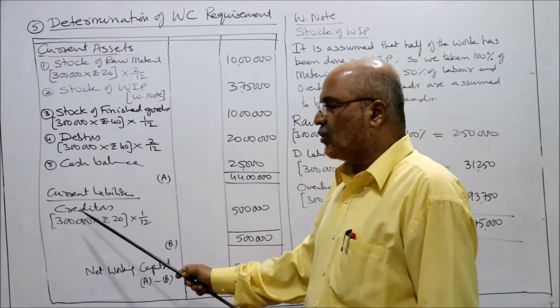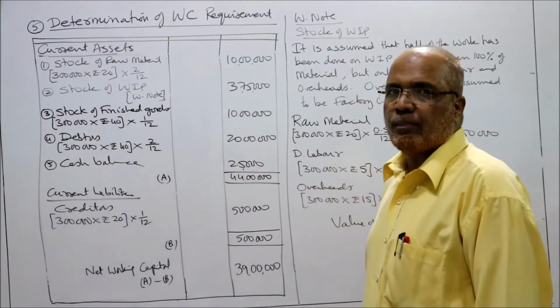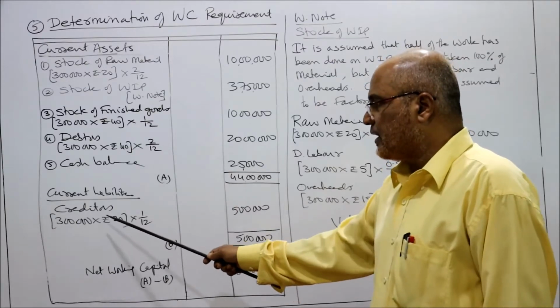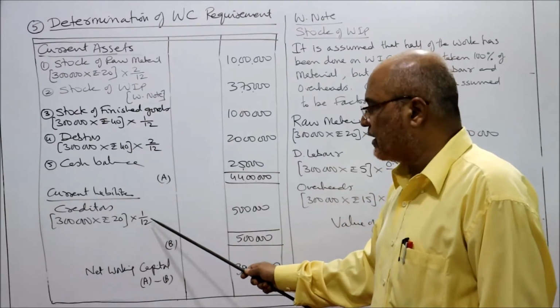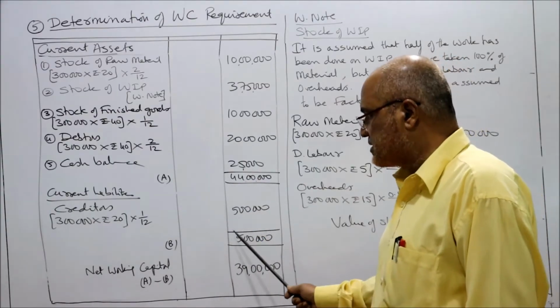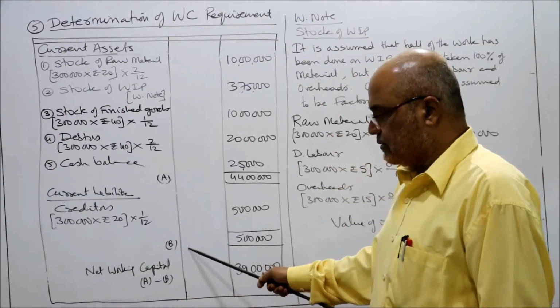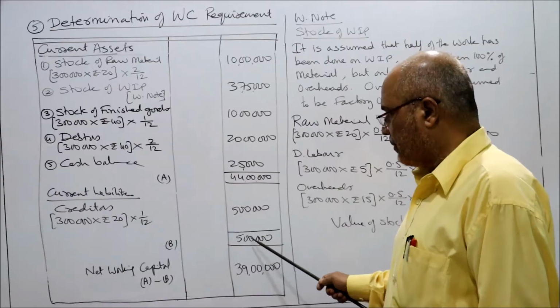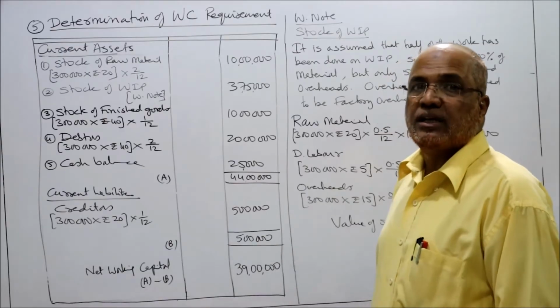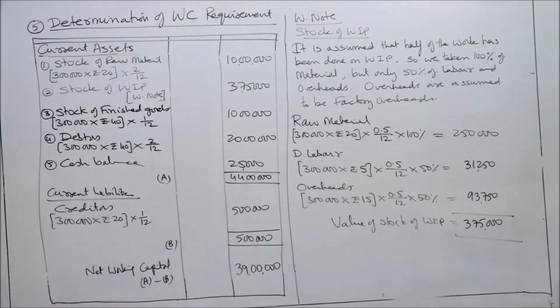And current liabilities only one, creditors, suppliers, amount due for suppliers. 3 lakh into 20 into 1 month, one month time period, 5 lakh. So 44 lakh rupees are the current asset, 5 lakh rupees is the current liability. So net working capital is A minus B, current asset minus current liability. 44 lakh minus 5 lakh, you will get 39 lakhs. That's it. Pause this screen and then copy it down fast.